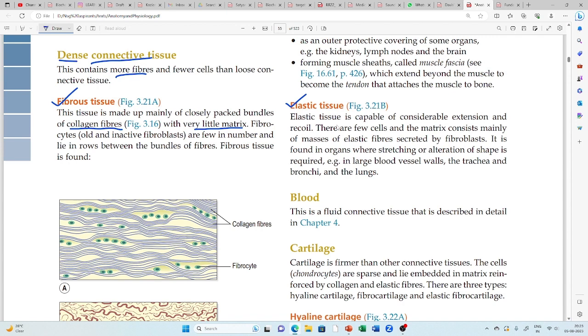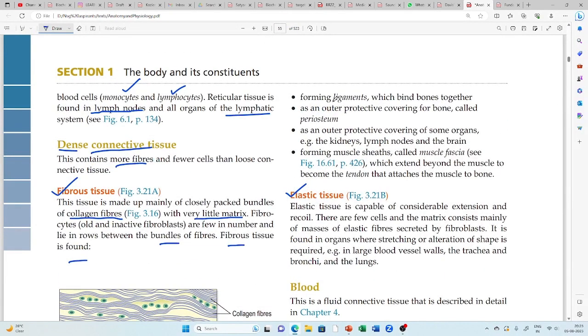Fibrocytes, old and inactive fibroblasts, are few in number and lie in rows between the bundles of fibers. Fibrous tissue is found forming ligaments. It is found in ligaments and periosteum, in the protective layer of different organs, and in the muscle sheath, muscle fascia, and tendon. In these areas, we can see fibrous tissue.